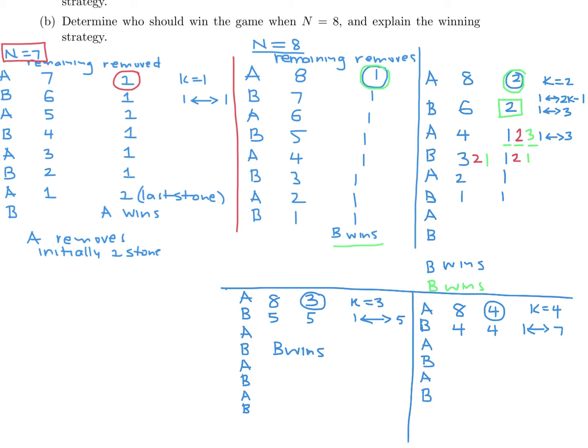And similarly, if A initially chooses 5, 6, 7, Beryl will win very easily, actually, in the same way that she won up here when Alphonse chose 4. So there you go. That's the complete explanation of what happens when n equals 8. Beryl can always win if she implements this type of strategy.